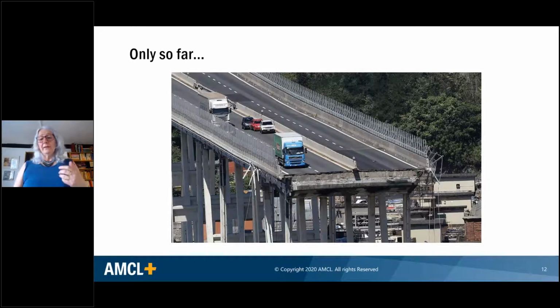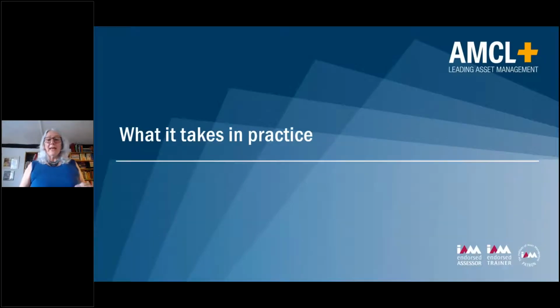Okay, so sustainably is best defined as the opposite of that. Little and often, keeping on top of the problems on a road, on a bridge, on a structure, on anything, so that we know that it's going to work, not just now, but into the future.